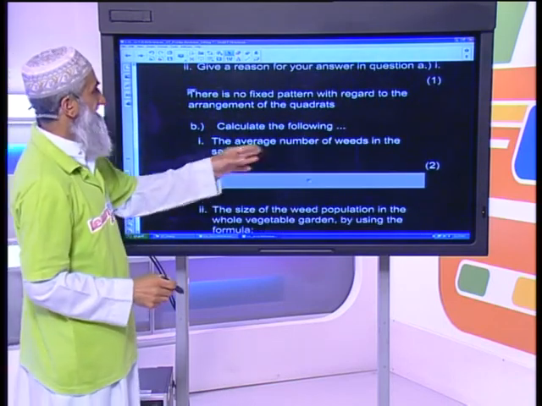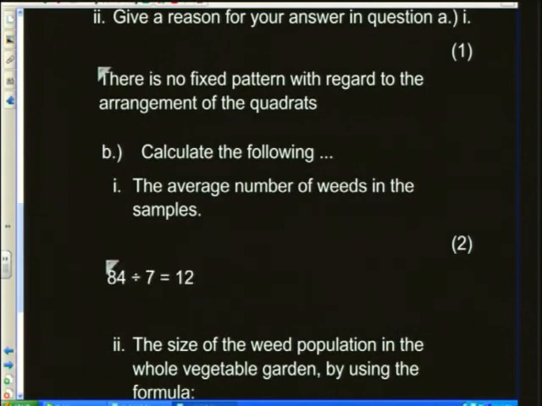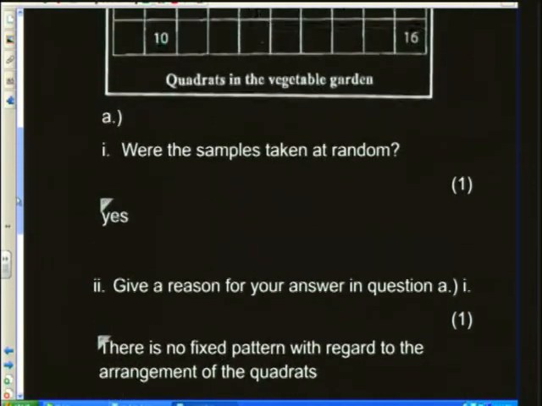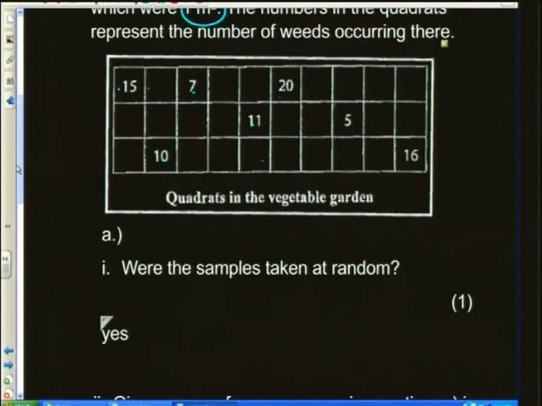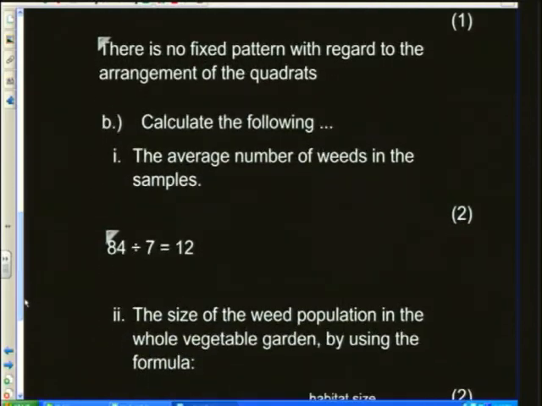Calculate the average number of weeds in the samples. Now again, in the exams, they give you the formula, so don't stress about the formula. In this case, they only want to know the average. The average is, if we take all these and add them, and how many samples? 1, 2, 3, 4, 5, 6, 7, and we divide by 7. 84 divided by 7 equals 12. And there's your answer there.